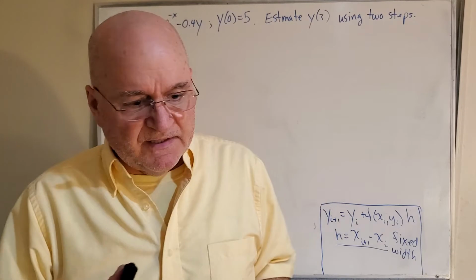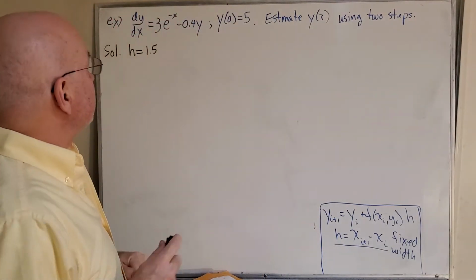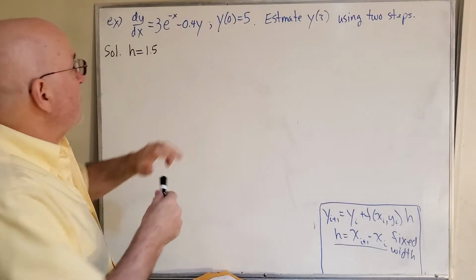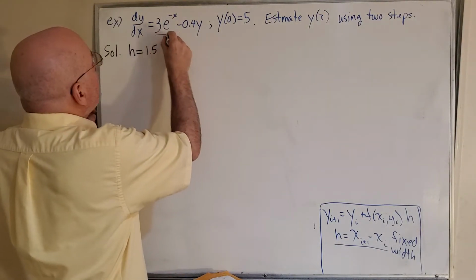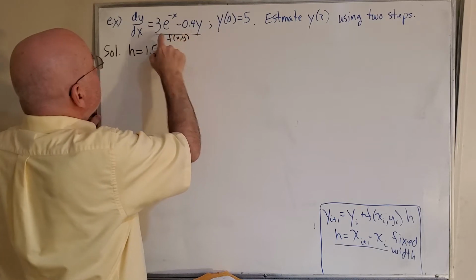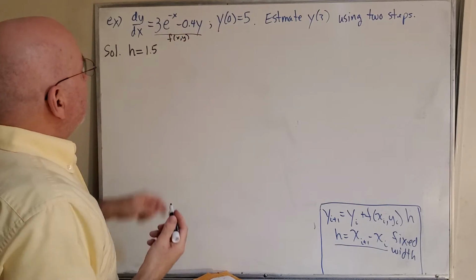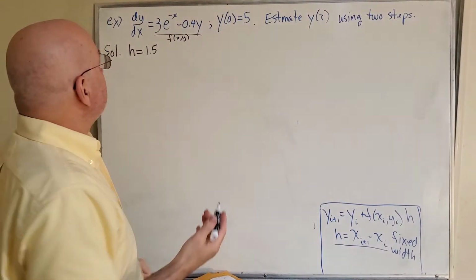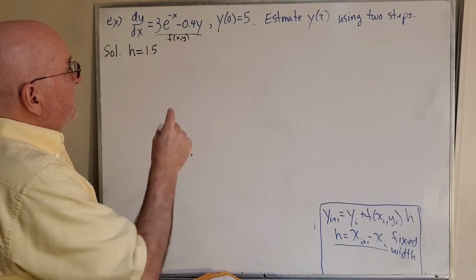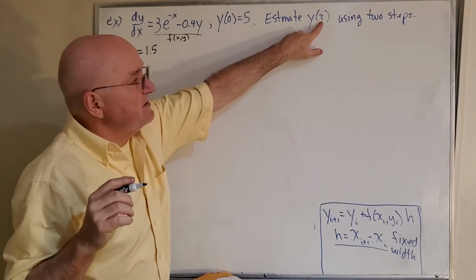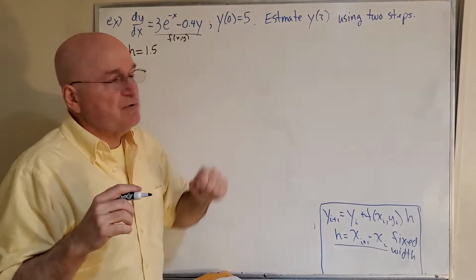Well, in our first example, we're given that dy/dx is this function. So this is f of x, y right here. I'm just writing it really small. And our x0 is 0, and our y0 is 5. What we need to figure out is our estimate when x is 3. And it says use 2 steps.